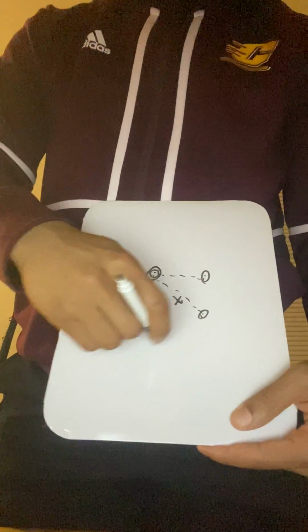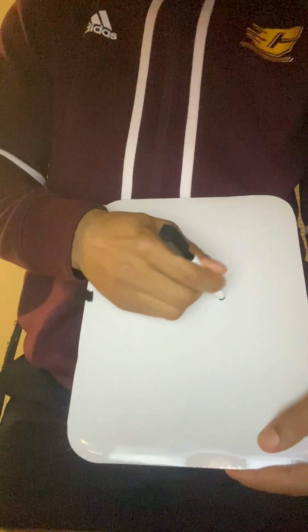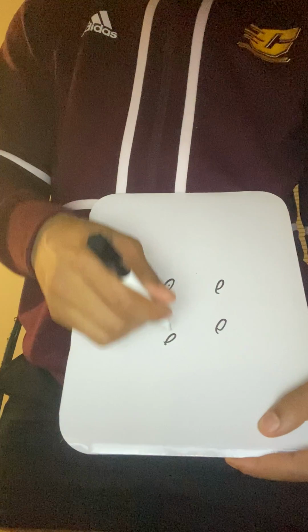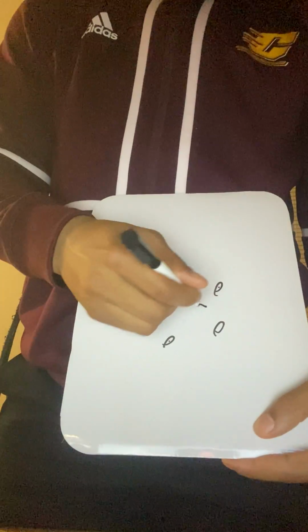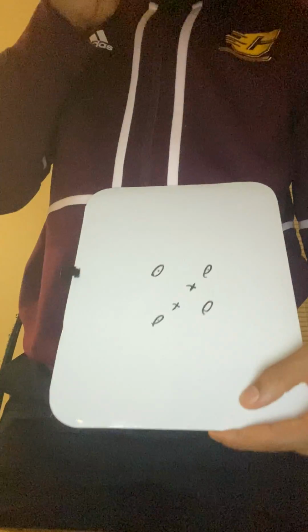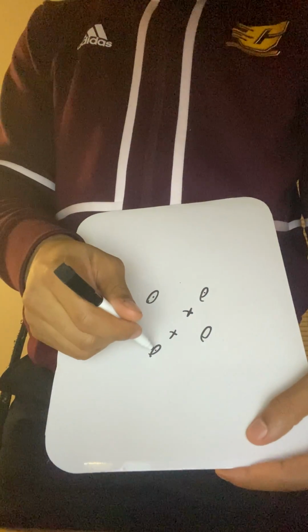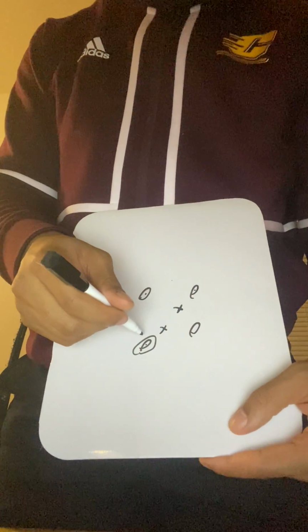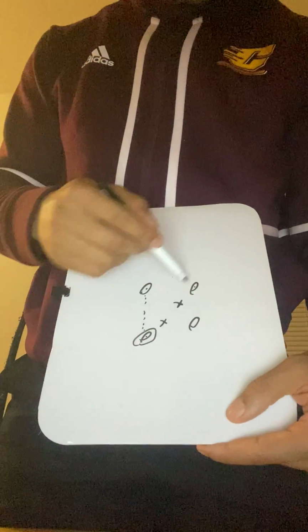And then for the most advanced version of the drill, the 3v2 version of the drill, we're gonna still have the 4 poly spots. But now we only have 3 offensive players. And we're gonna have 2 defensive players. And let's say that this player has the ball. This player can now pass the ball in either direction, to either player.